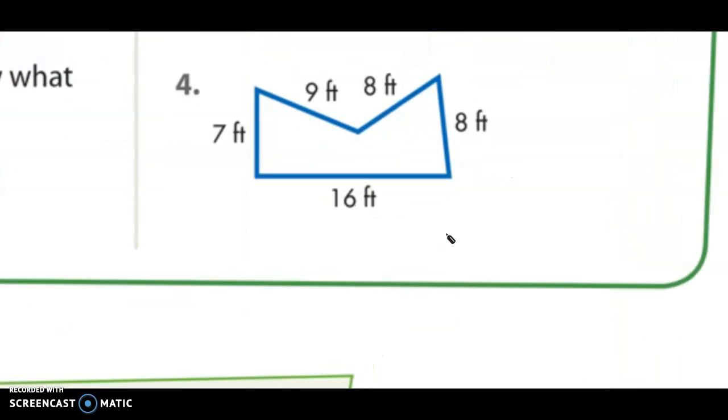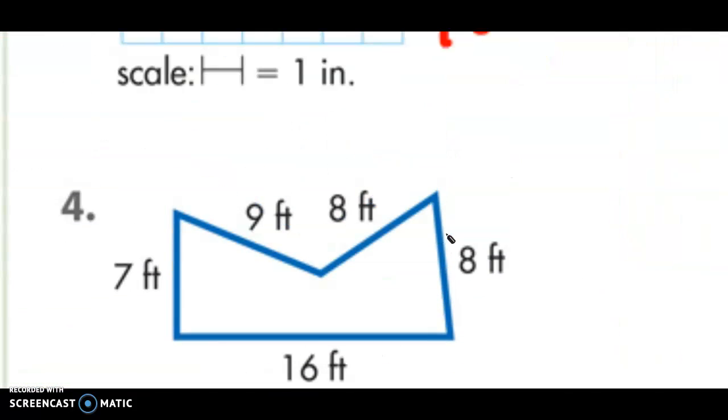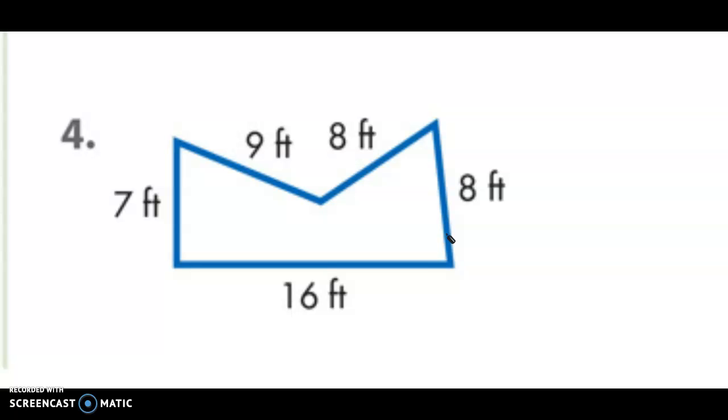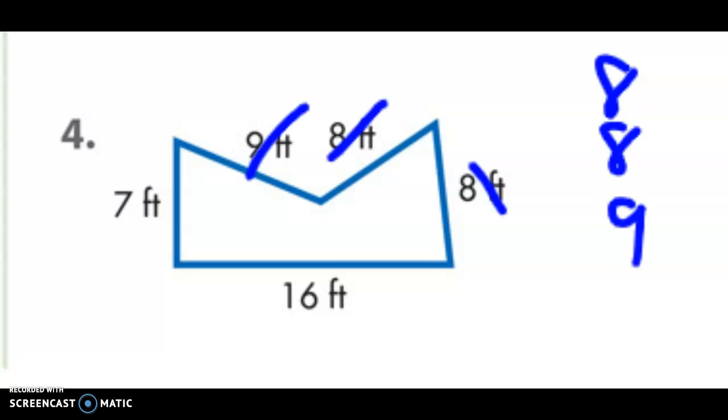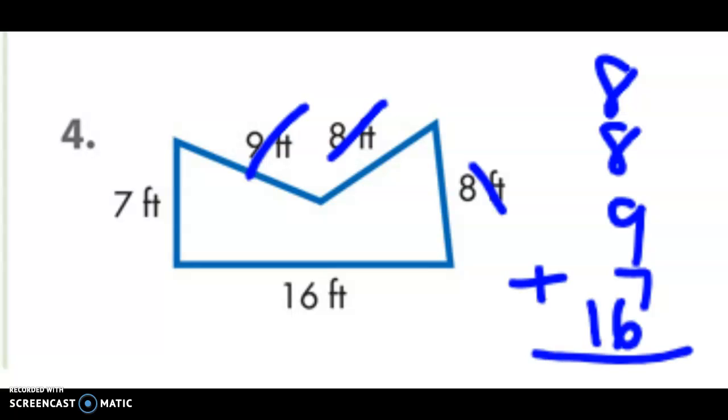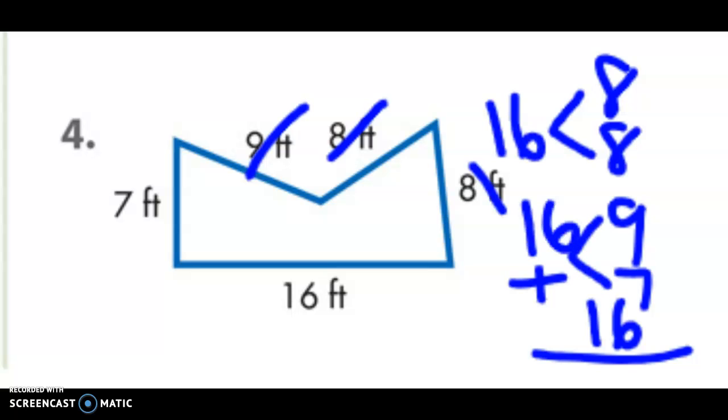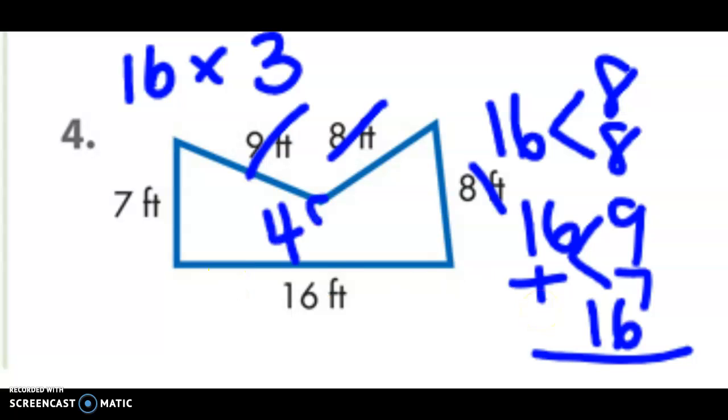Last one for today. Down here, perimeter, add up all the sides. So here we've got an 8, an 8, a 9, a 7, and a 16. Ooh, that's a lot to do in the head, but we'll see what I can come up with here. 8 and 8 is 16. 9 and 7 is 16. So really we kind of have the same thing as saying 16 times 3, which is 48. 48 feet.